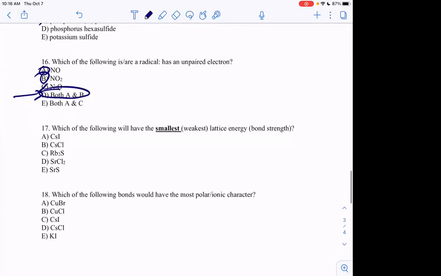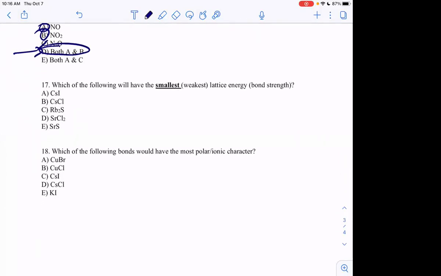The next 2 questions would fall under those bonding category for the exam that I mentioned. Things like electronegativity, things on bond strength, the character of the bond, stuff like that. Which of the following will have the smallest, weakest lattice energy or bond strength, if you will? What's that? A as in Albert? Agree? Yes? Okay, let's take a look.